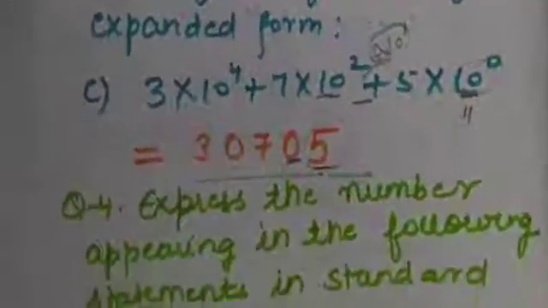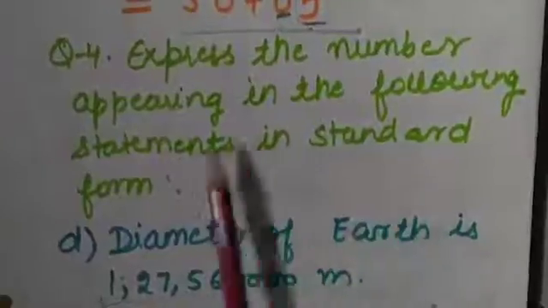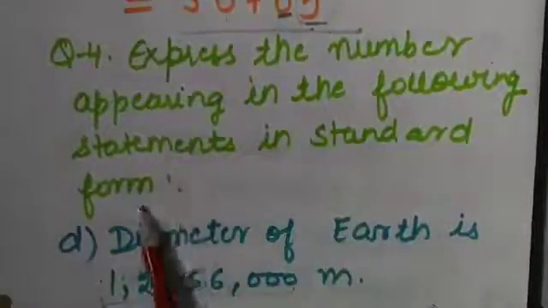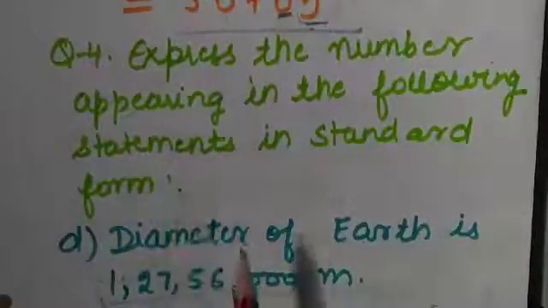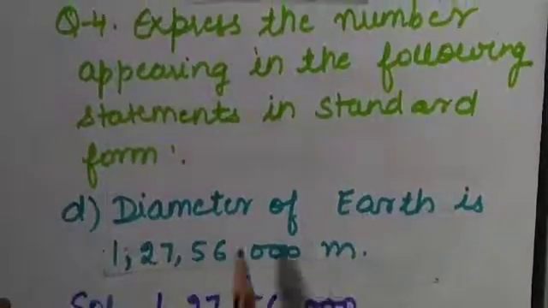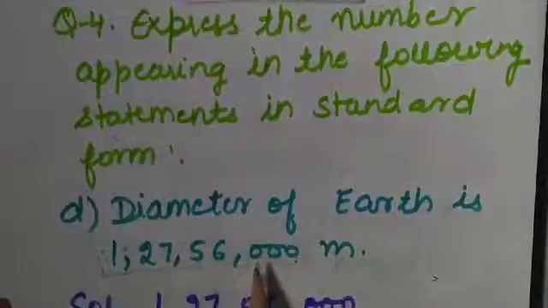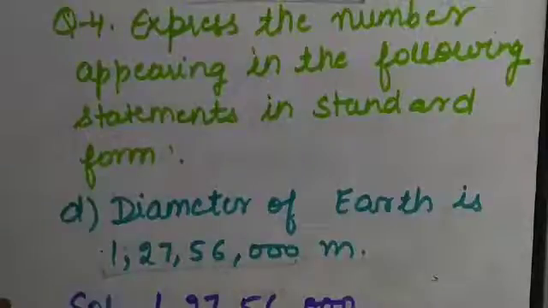Okay. Come to question number 4. Question number 4 is: express the numbers appearing in the following statements in standard form. We have to write the numbers in the given statement in standard form. So I am taking part D. Diameter of the earth is 12756000 meters.